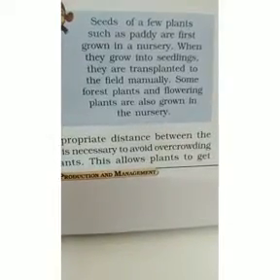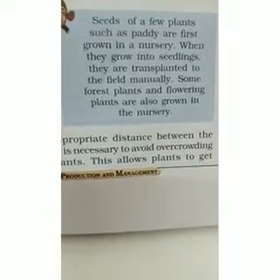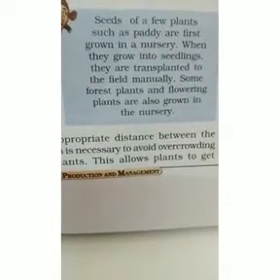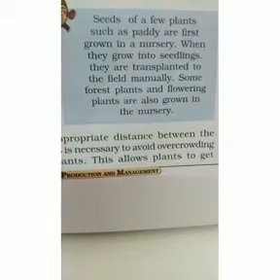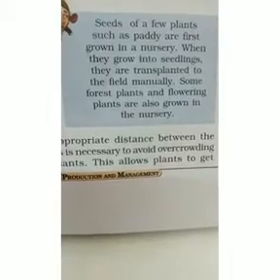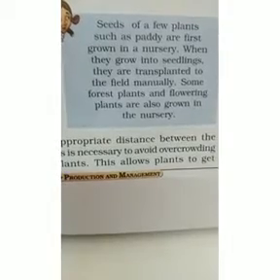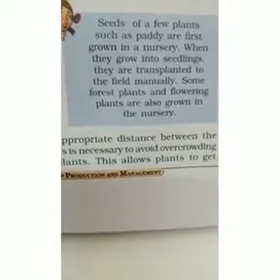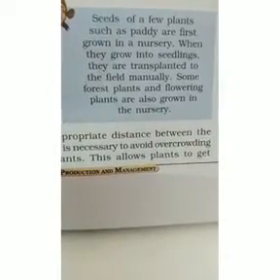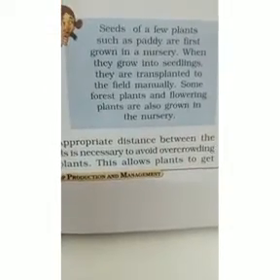All vegetation doesn't grow by sowing the seeds. There are few plants, they are first grown in nursery, and then once the saplings are ready, they are planted in the farm directly. Let's see which are they. Seeds of few plants such as paddy are first grown in nursery. When they grow into seedlings, they are transplanted to the field manually. And some forest plants and flowering plants are also grown in the nursery before they are planted in the field.